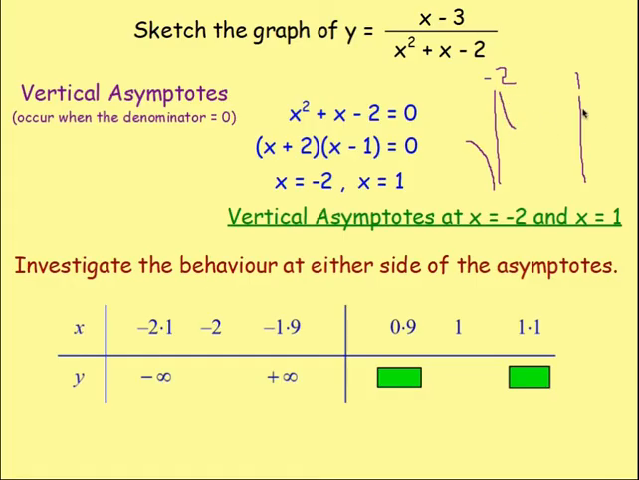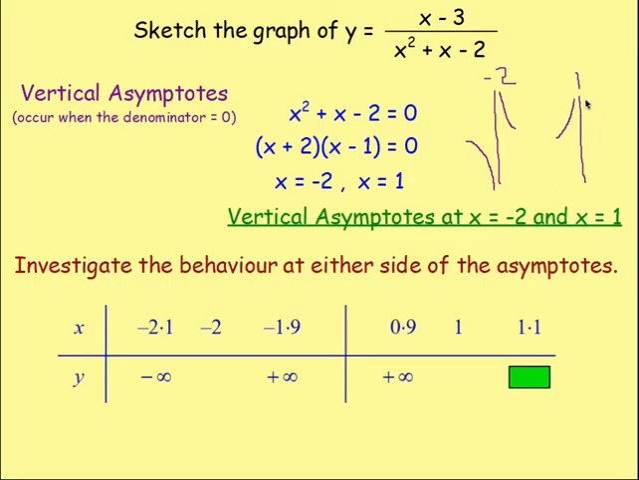With 1, you're doing the same thing. You know it's going towards positive or negative. It's coming from positive or negative. So pick a value just less than 1, so 0.9. If you sub that in, you get a positive value. Good. Because you have a positive value, it means the graph is going towards positive infinity.